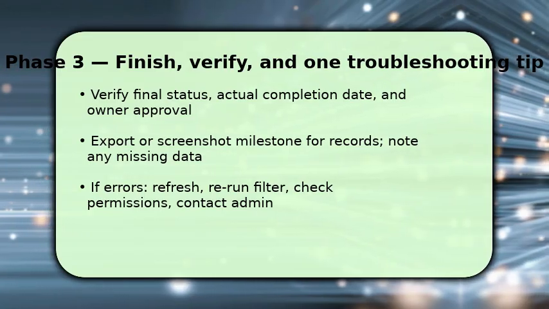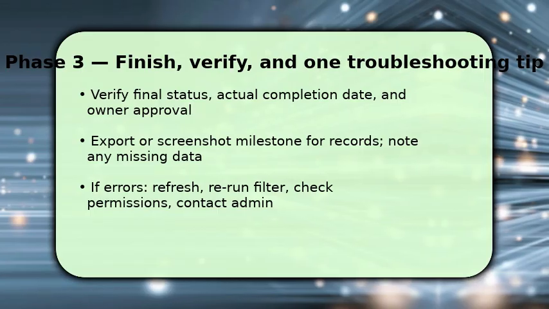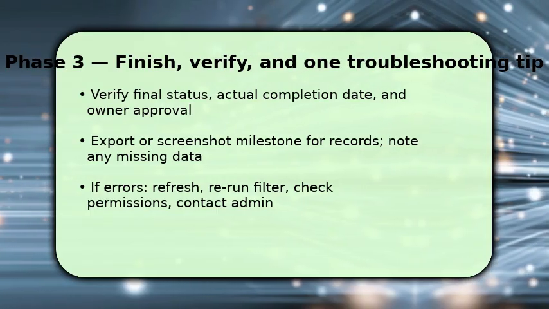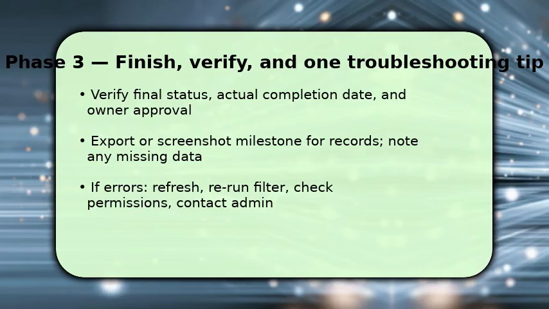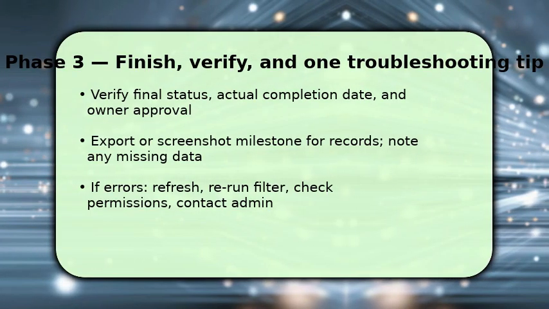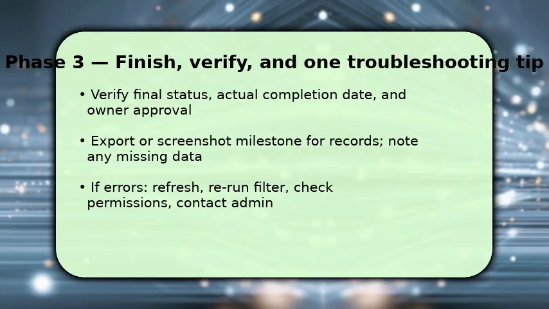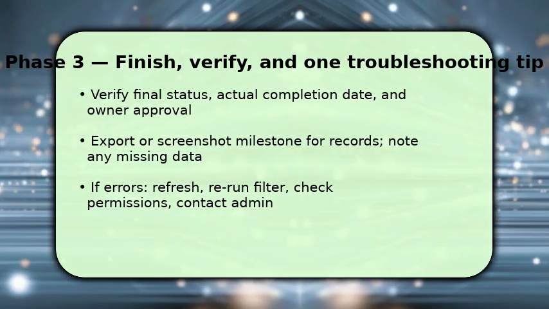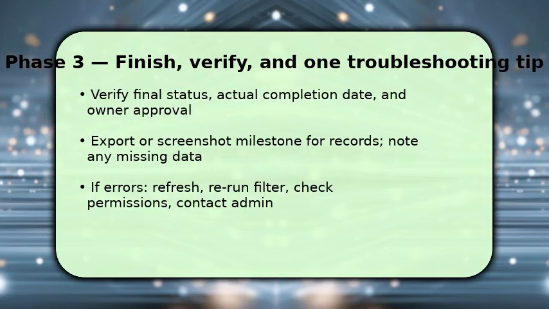Note any missing fields. If the result seems wrong, first refresh the app and rerun filters. Make sure you have permission to view that project. If problems persist, check for sync issues and contact the admin with the milestone ID and a short description. This speeds resolution.